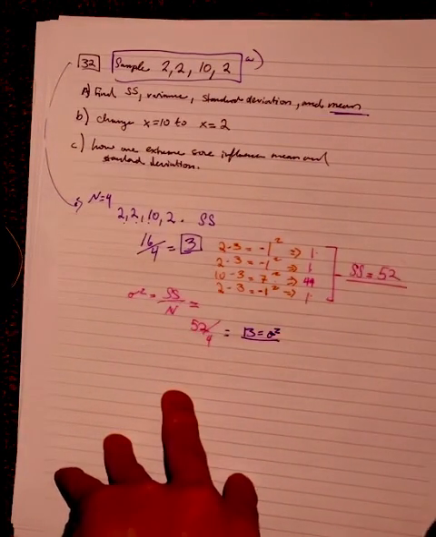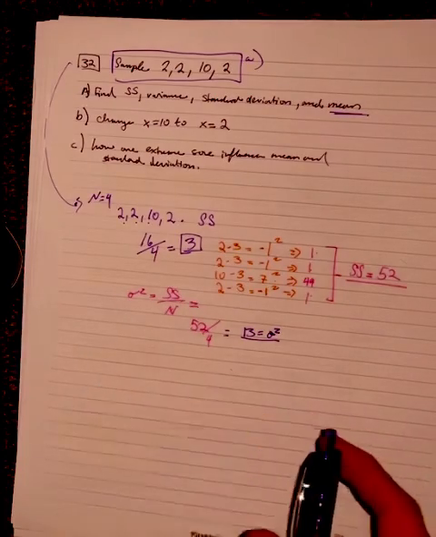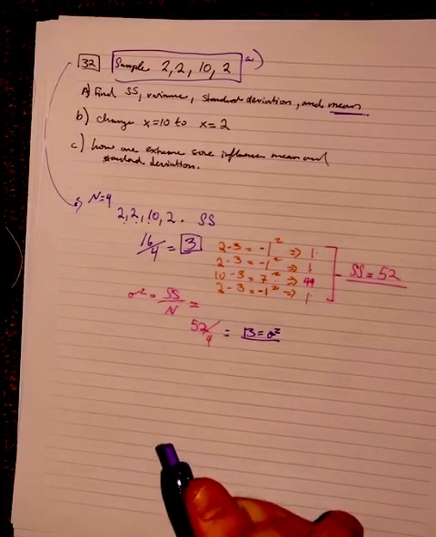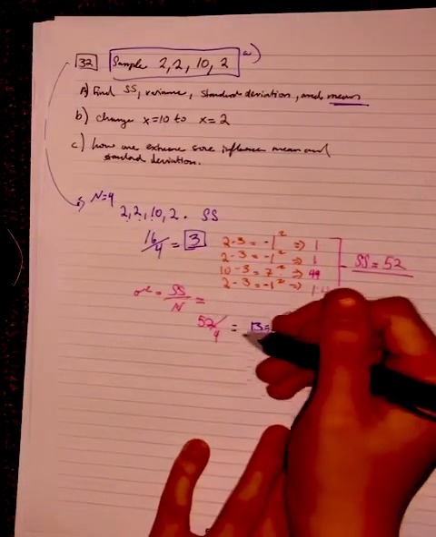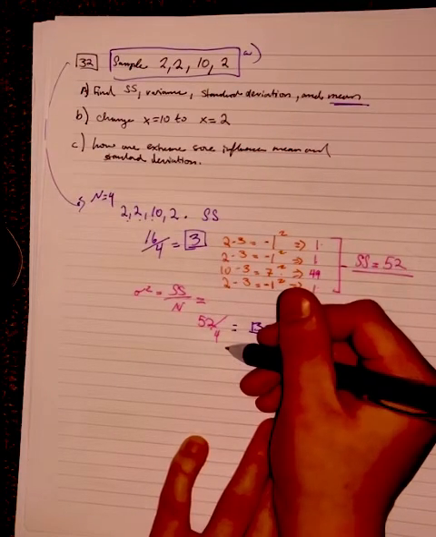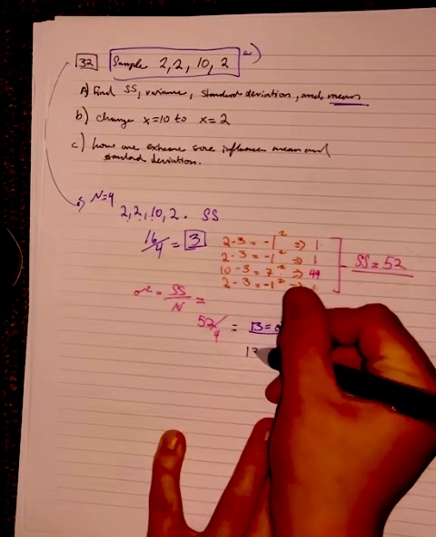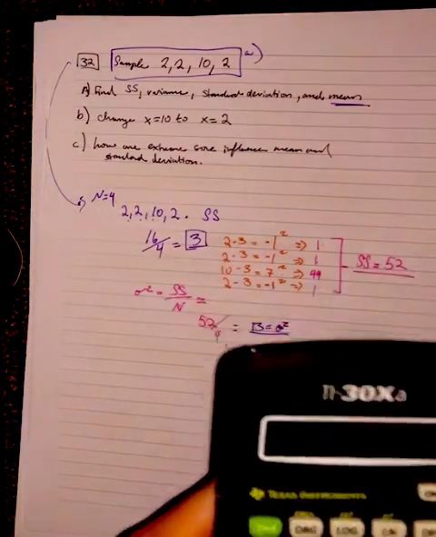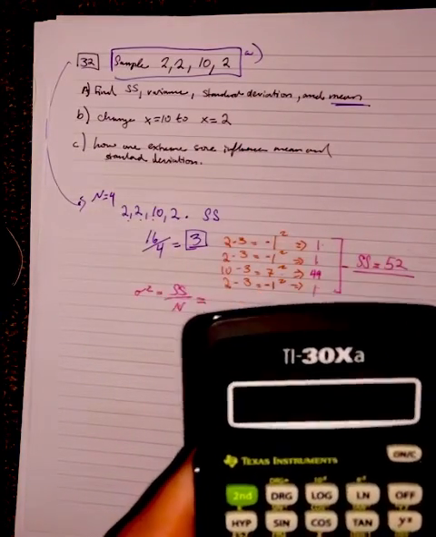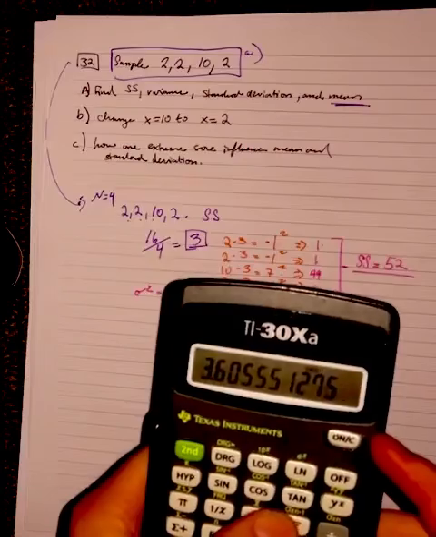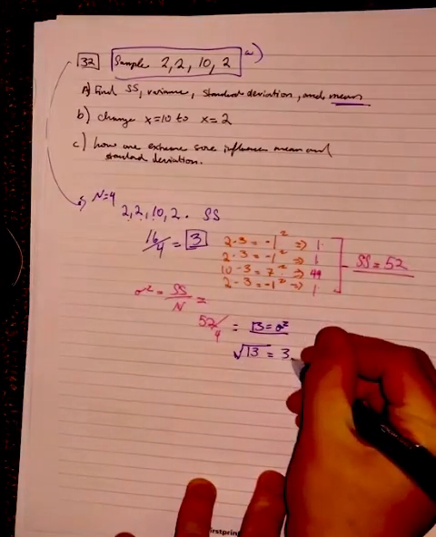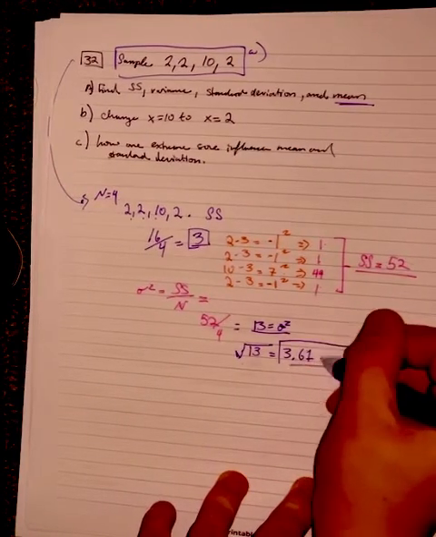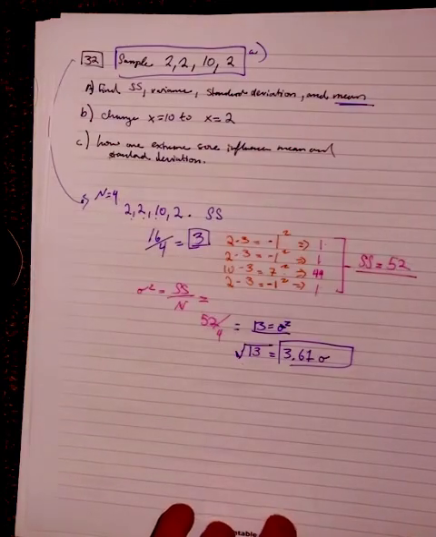And then we're going to find our last thing, being our standard deviation, which will be just the square root of our variance. So we'll just take the square root of 13, which is 3.61.